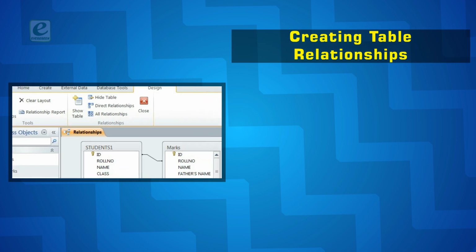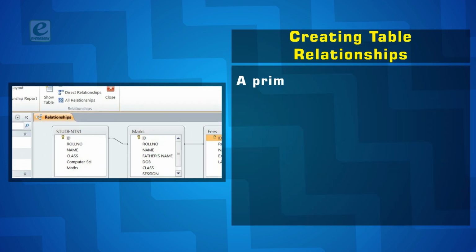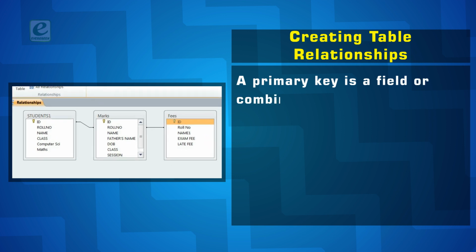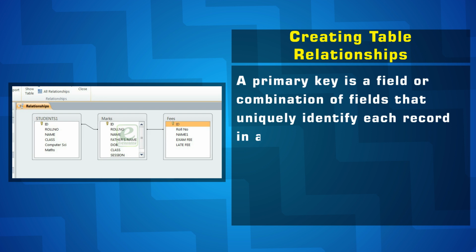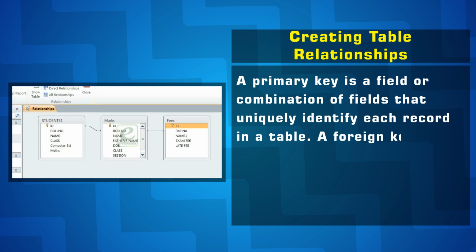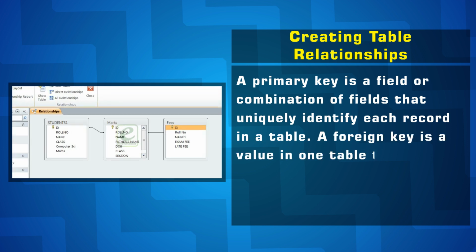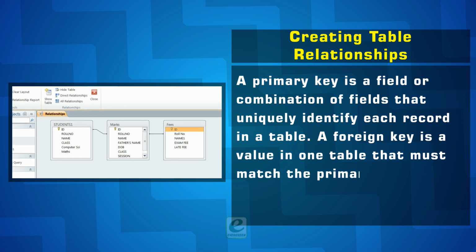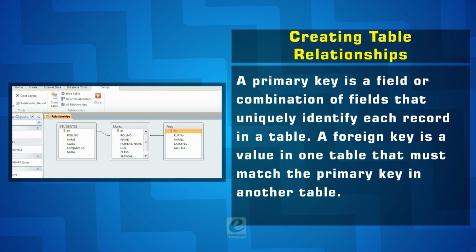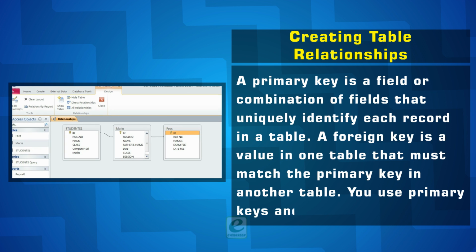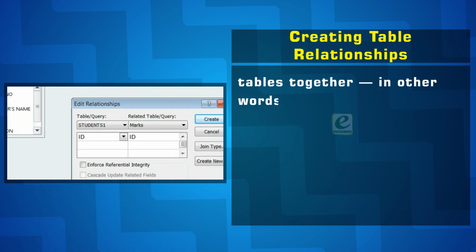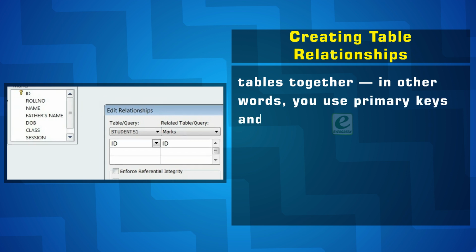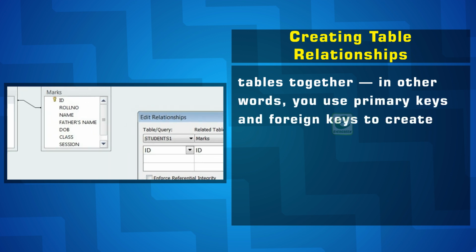Creating table relationships. A primary key is a field or combination of fields that uniquely identify each record in a table. A foreign key is a value in one table that must match the primary key in another table. You use primary keys and foreign keys to join tables together. In other words, you use primary keys and foreign keys to create relationships.